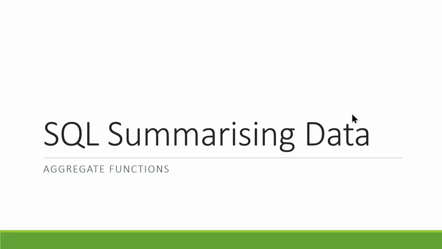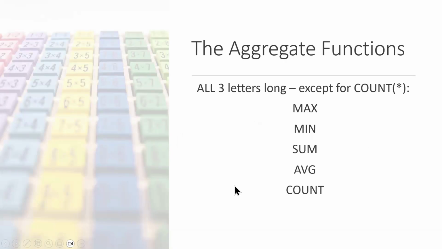Hi, today we're going to talk about SQL's aggregate functions. There are actually 5 aggregate functions. There are 4 that are 3 letters long, and just count is a longer word, right? So you've got max, min, sum, AVG, and count.